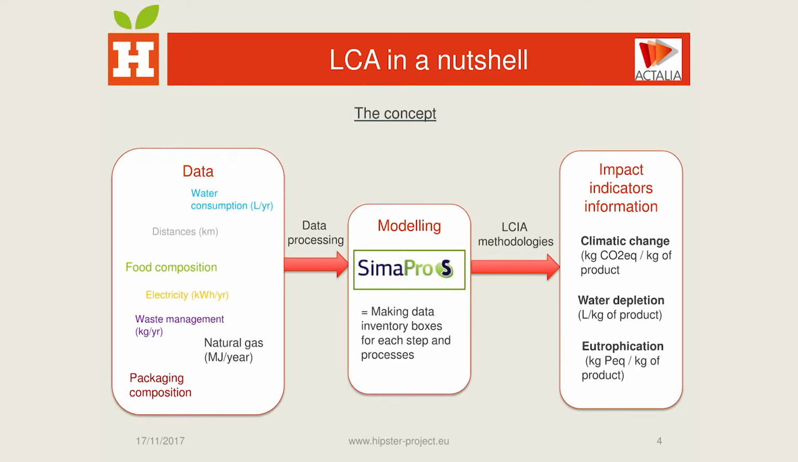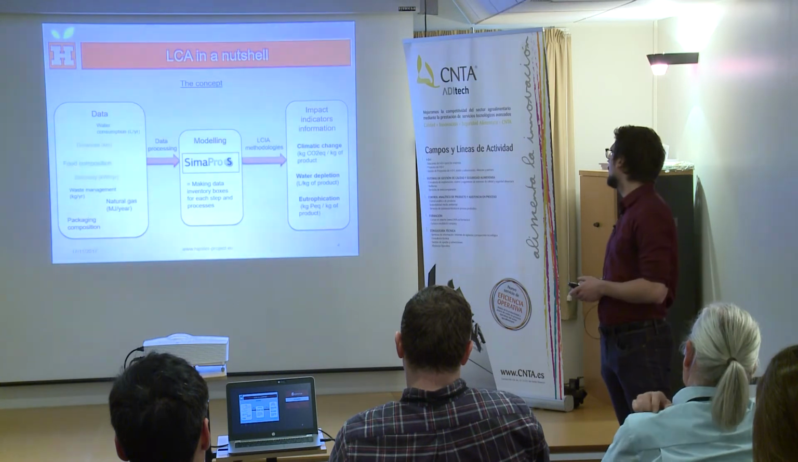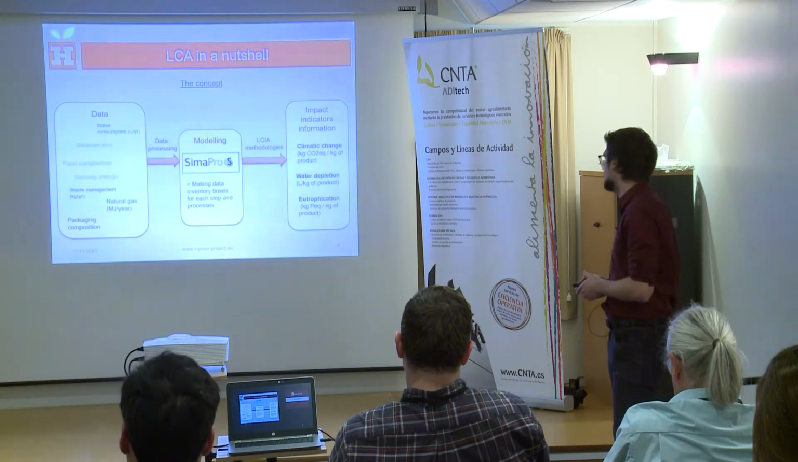So I present the concept. We collect a lot of data, like food composition, electricity, natural gas, and we process this data in order to build inventories of flow, and model that in order to calculate different indicators, following life cycle impact assessment methodologies. For these studies, we use climate change, water depletion, eutrophication. Those are relevant indicators for the food sector.